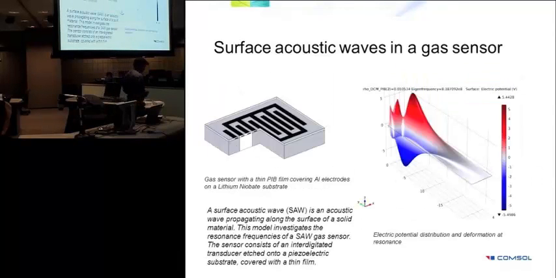This example shows how to set up a gas sensor where you have a thin film encapsulating aluminum electrodes etched on a piezoelectric substrate, and you're interested in calculating the eigenfrequencies or resonance mode of the surface acoustic waves. So this model does the eigenfrequency analysis of such a device. The idea here is that as the film absorbs some chemicals, the mass increases, which leads to a shift in the eigenfrequency, and that's why it's a gas sensor.